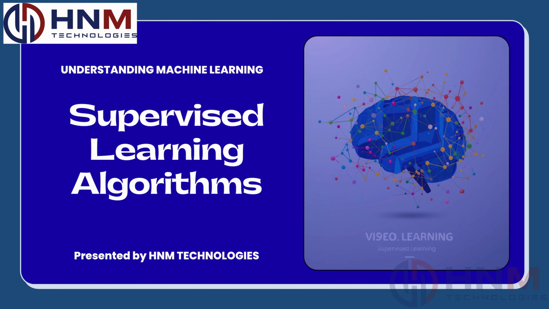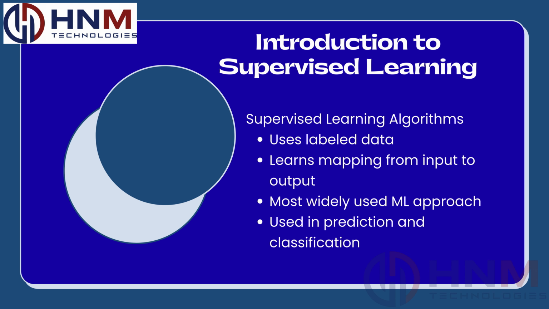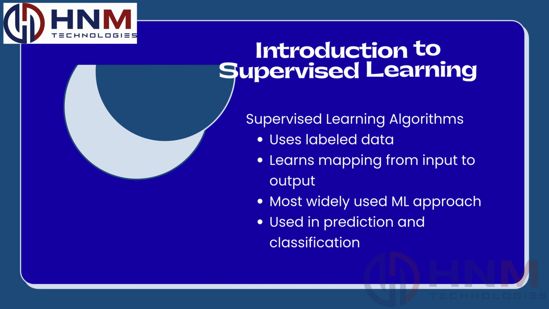In this session, we are going to understand the supervised learning algorithms. Supervised learning is the most commonly used type of machine learning. In this method, the model is trained using labeled data. This means we already know the correct answers for the training dataset. The model learns the relationship between input variables and output labels. Once trained, it can predict outcomes for new, unseen data. Supervised learning is widely used in industries for making accurate predictions.